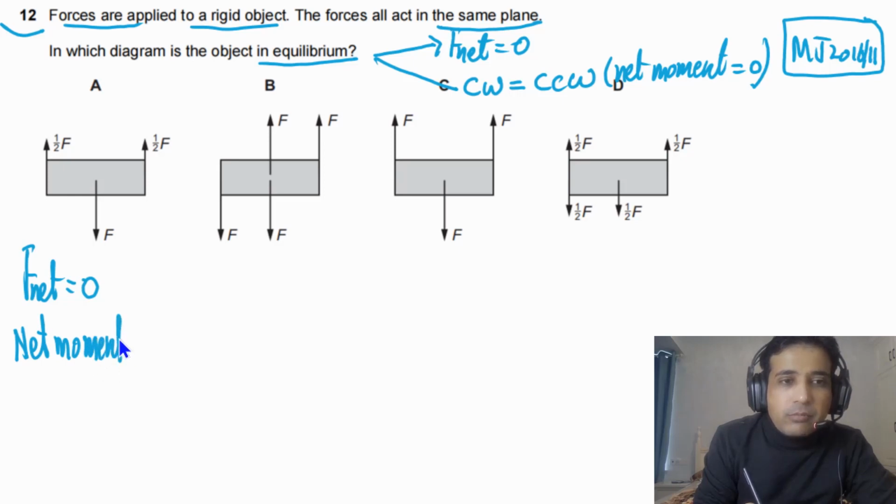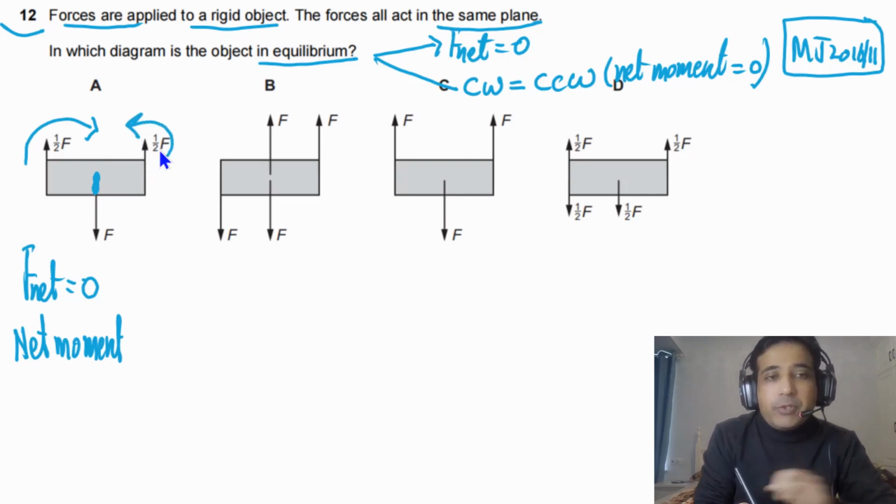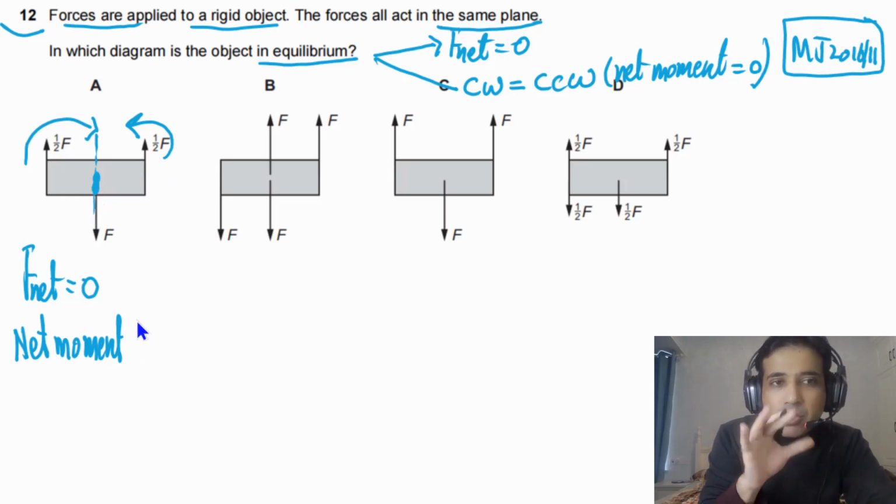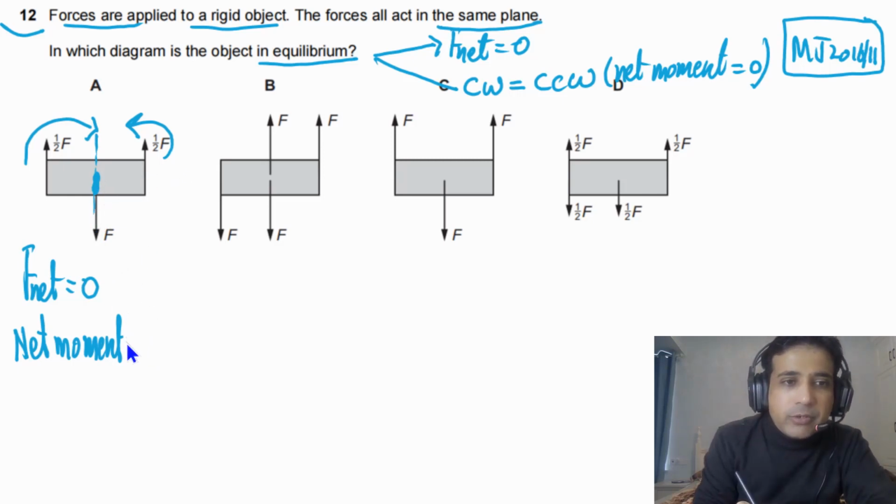Net moment. If you look at this point, let's say we take moment about this point. In this case, you will see the net moment due to this one will be 0. Moment due to this one will be clockwise, and moment due to this one will be anti-clockwise, and they are the same because the force is the same and the distance of the force from the pivot is also the same. So clockwise moment in this case is equal to anti-clockwise moment. So simply we can say net moment is equal to 0. So the answer for this question is A. So this is in static equilibrium.